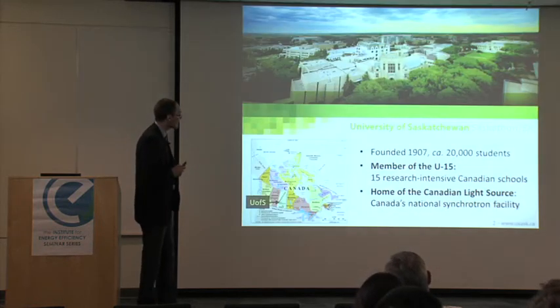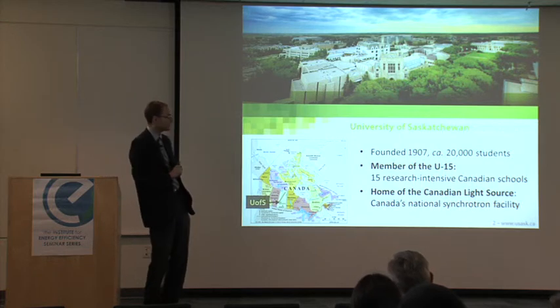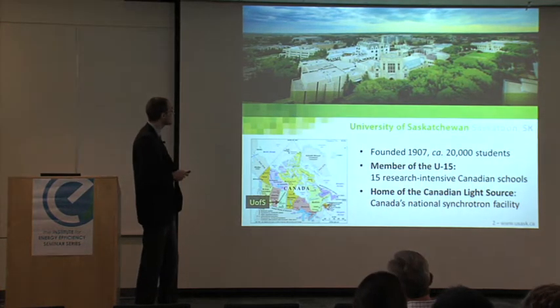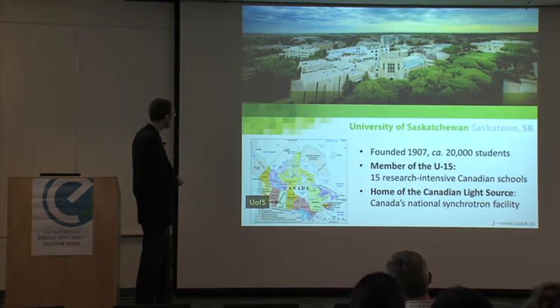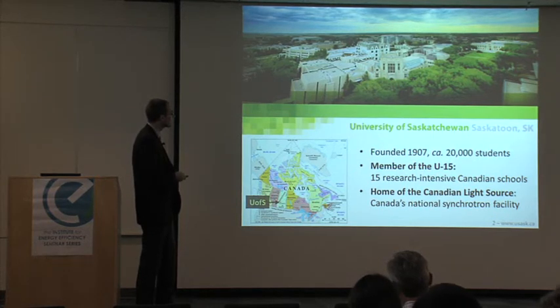So because Saskatchewan is probably not the first place you think of when you think of Canada, I thought I would just take a minute and point out where we are on the map. So this is our campus. We're located in the Canadian Midwest. If you want to think of us as Montana North, that would be about right. But we're the largest school in the province. We're a fairly sizable institution, about 20,000 students. A member of this U15, which is some of the more research-intensive Canadian schools.